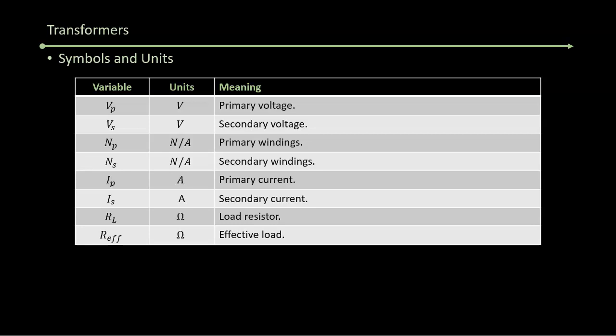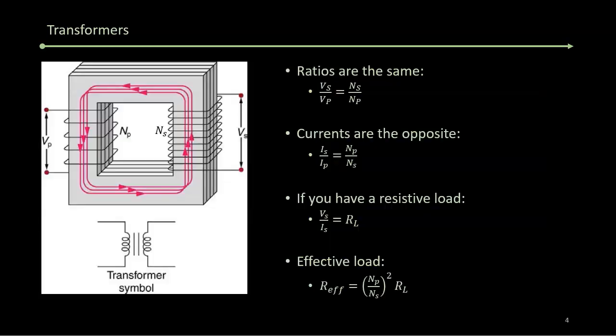Let's talk about transformers. When you talk about transformers, there's a primary side and a secondary side. And usually you think of it as primary is where your power is coming from, secondary is where you're delivering power to. There are primary windings, there are secondary windings, there's primary current, secondary current, there's load resistance, and then there's an effective load back over on the power side. And so our transformer equations are really straightforward.